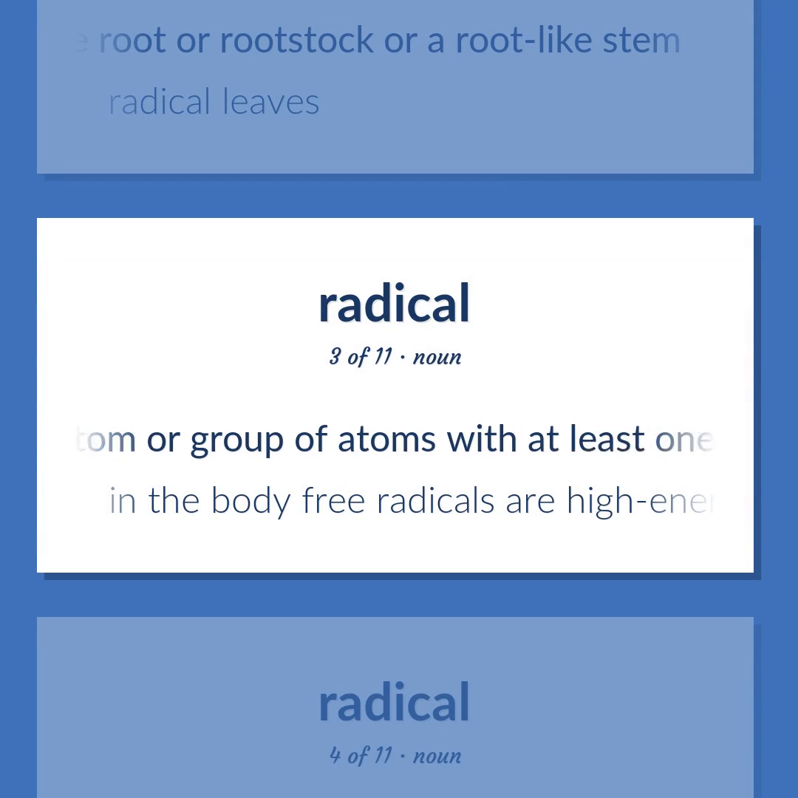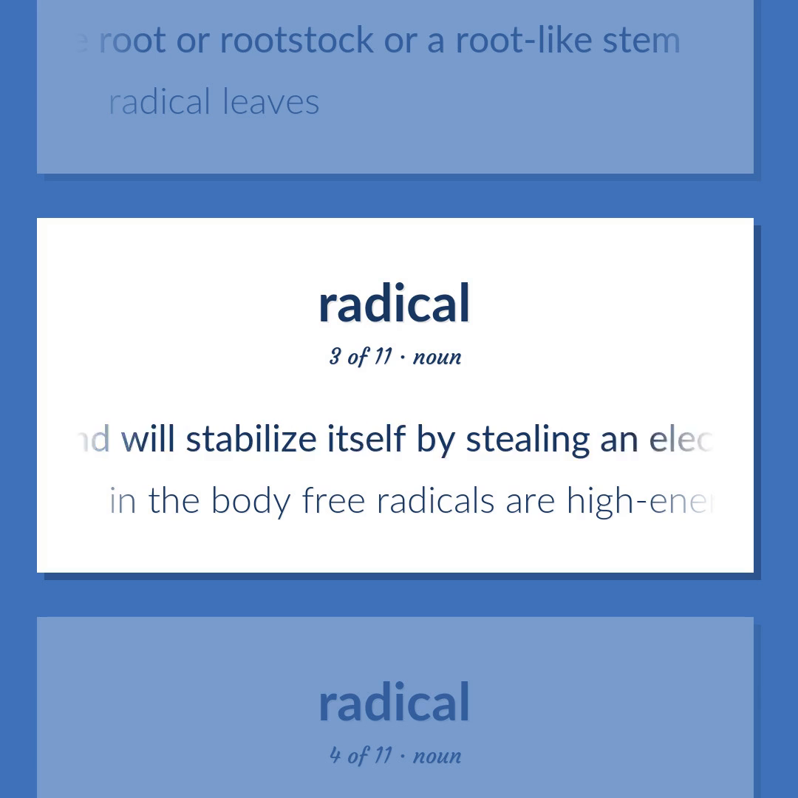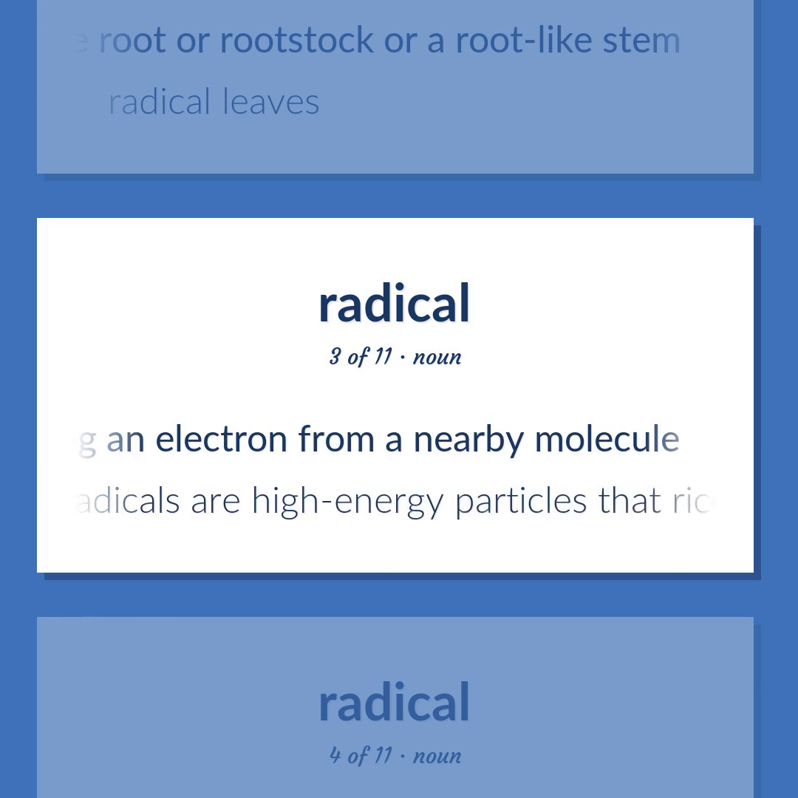An atom or group of atoms with at least one unpaired electron. In the body it is usually an oxygen molecule that has lost an electron and will stabilize itself by stealing an electron from a nearby molecule. In the body free radicals are high-energy particles that ricochet wildly and damage cells.